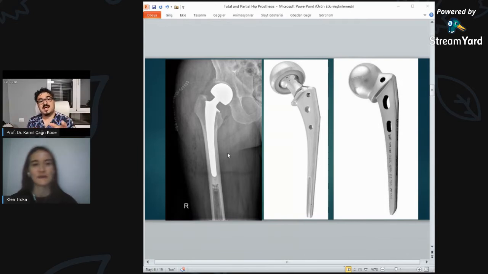Okay. Bipolar and cementless is my first choice. Bipolar and cemented is my second choice. If in very rare cases I have to go to the monopolar prosthesis, then I use cement to fix the prosthesis in place.